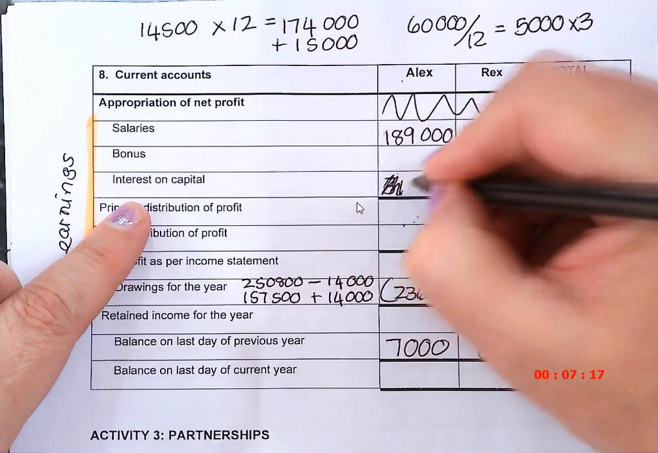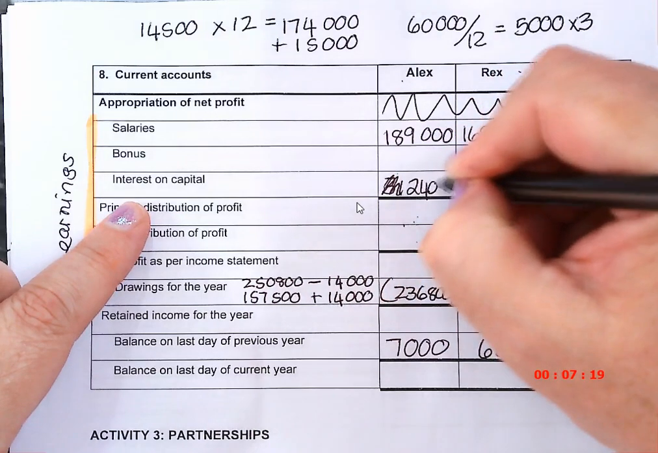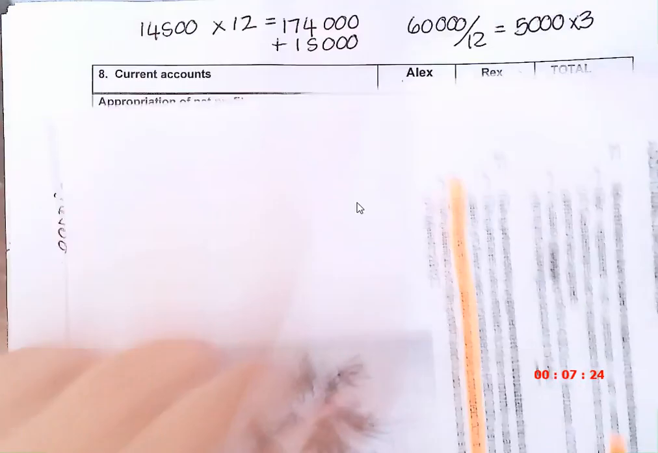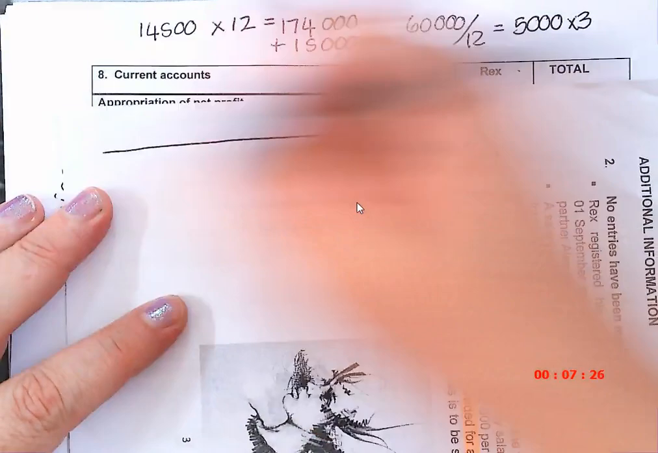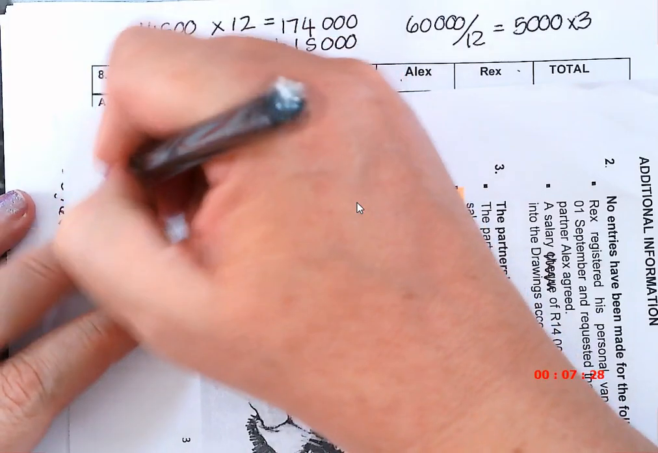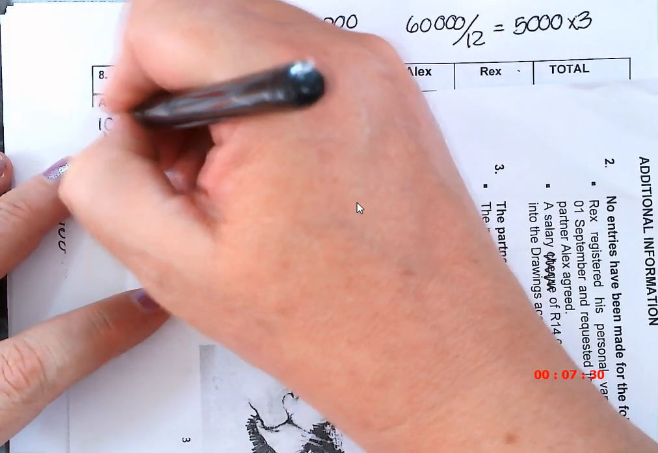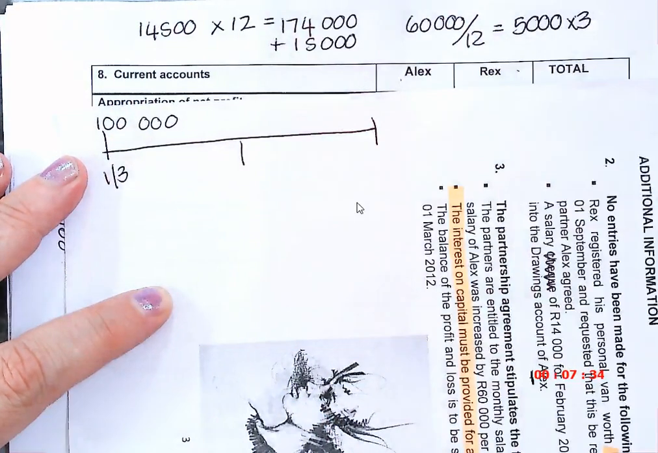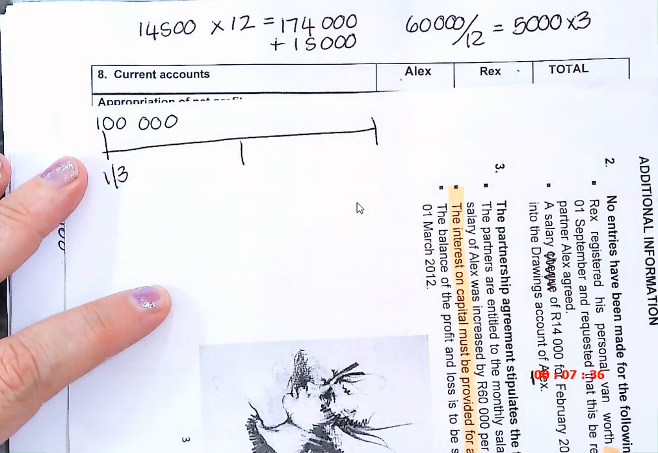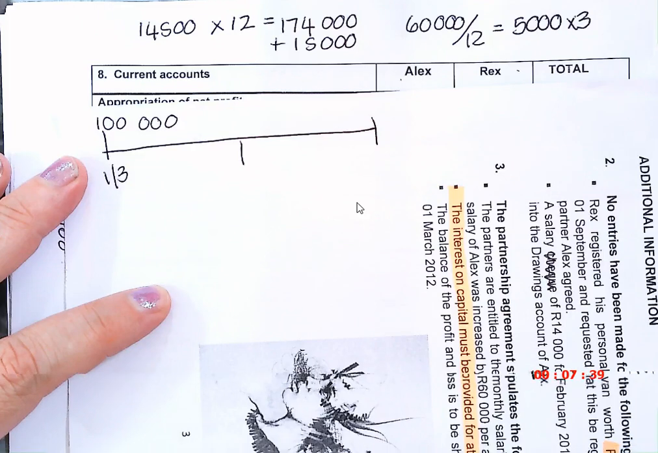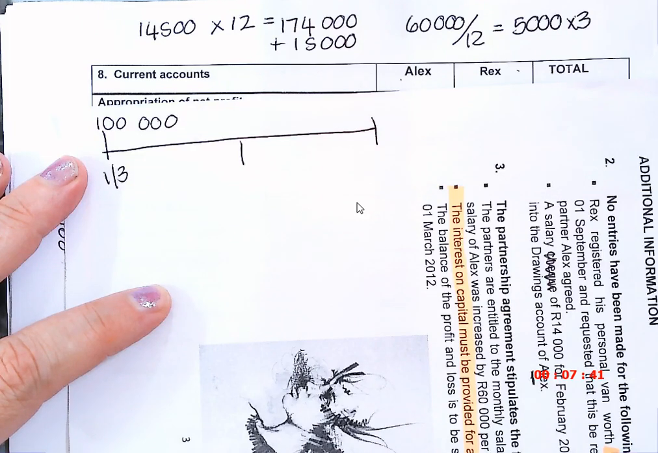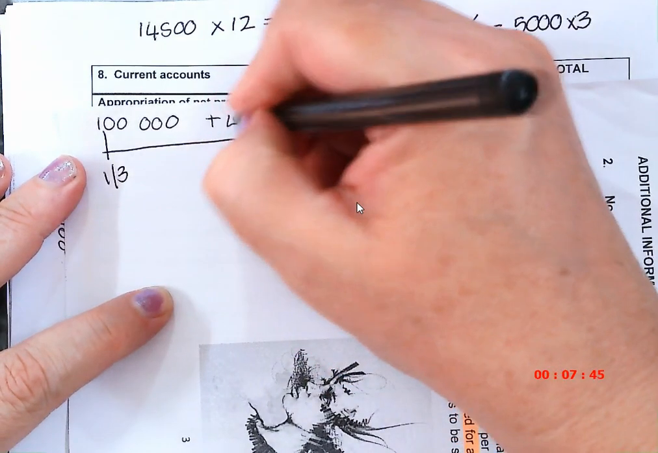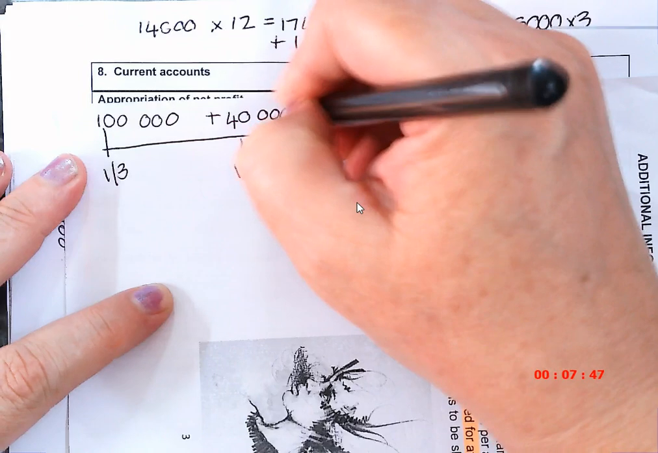34,000. 24,000. Now let's look at Rex. So if we look at Rex, the start of the year, meaning the 1st of March, his capital was 100,000. Then on the 1st of September, he increases it with 40,000.